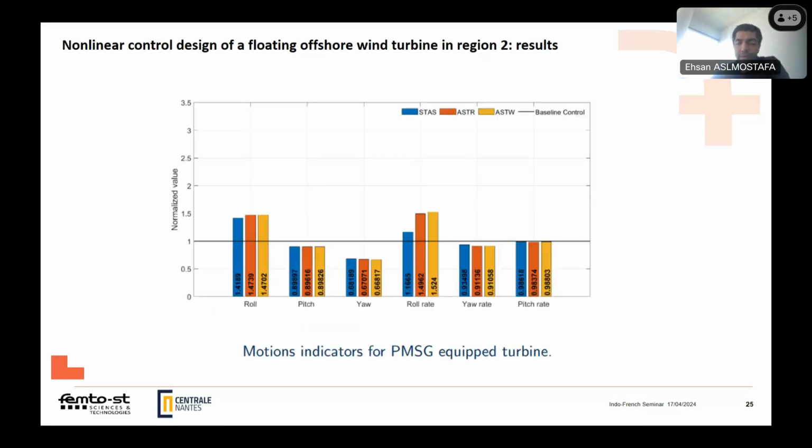About the platform motions or stability, you can see that except for roll and roll rate, super twisting has better performance. Here the values are normalized based on the baseline control. This baseline control is presented by the NREL company, which is the first control applied to the wind turbine.